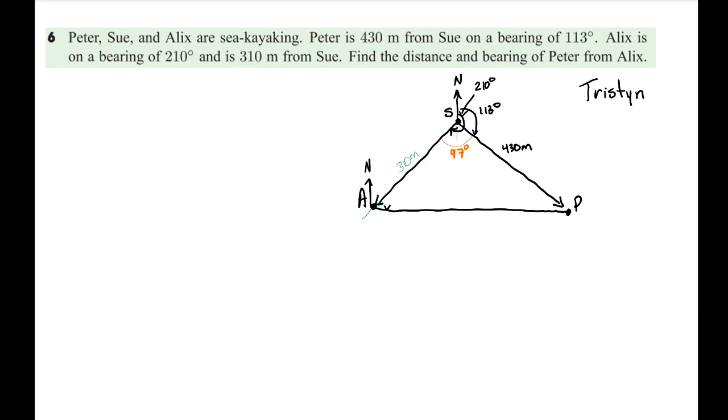Now back to these sea kayakers. I know the two distances on either side of the angle, and so that's going to help me find this distance. Using cosine law, x squared is equal to 310 squared plus 430 squared minus 2 times 310 times 430 times cosine of 97.